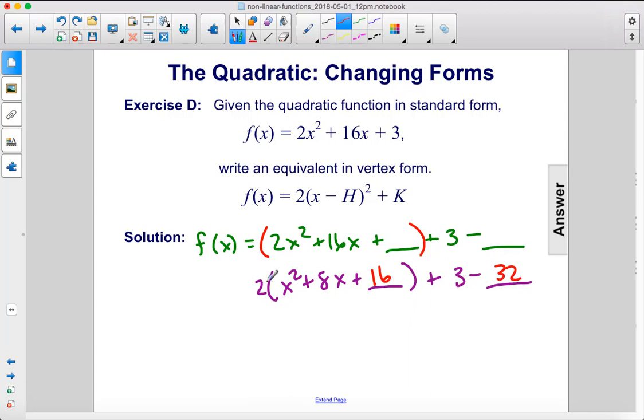Alright, so then we factor this, so we have x, and then that would be 4 plus 4 squared minus 29, giving us an h value of negative 4 and a k value of negative 29.